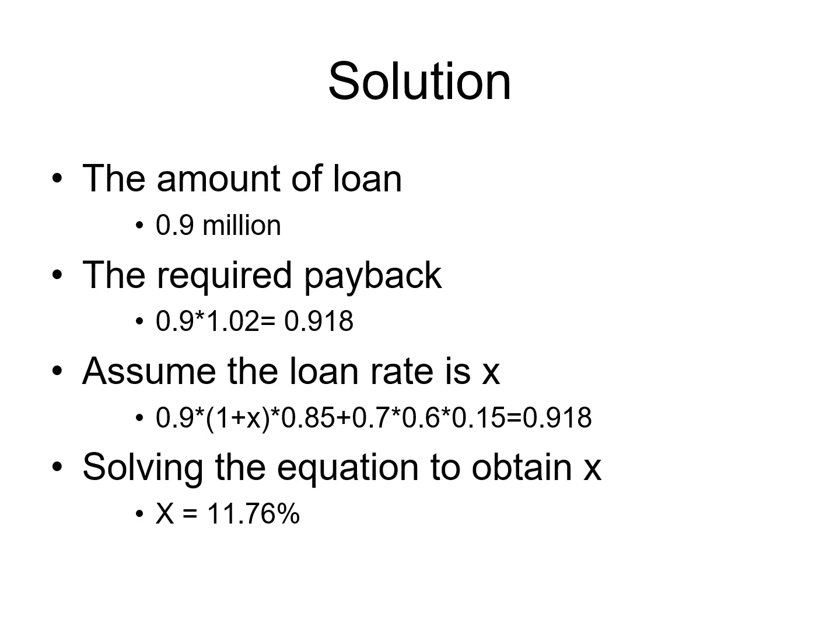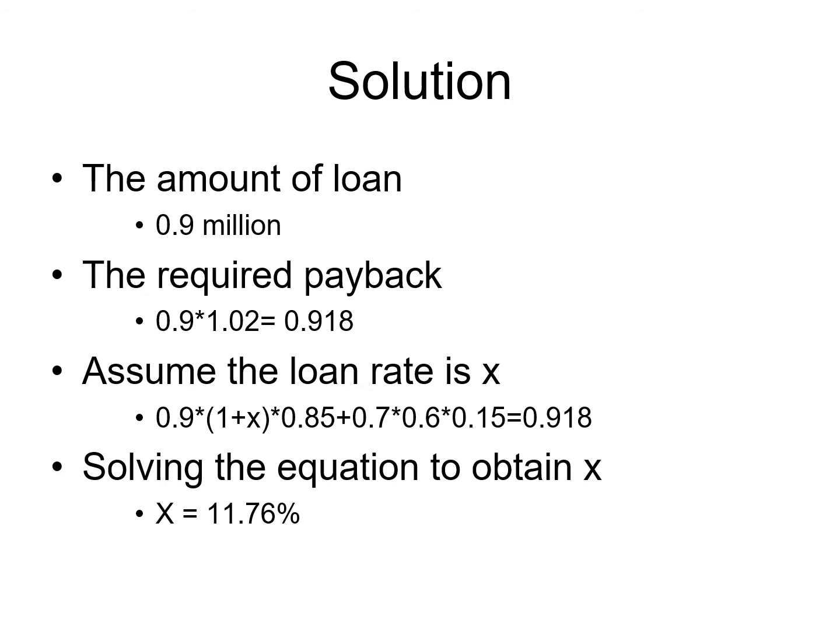Solution: the amount of loan is 0.9 million. The required payback is 0.9 times 1.02. This is 0.9 times 1 plus 2%. It is equal to 0.918 million.